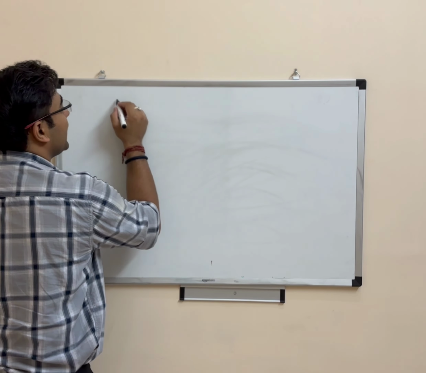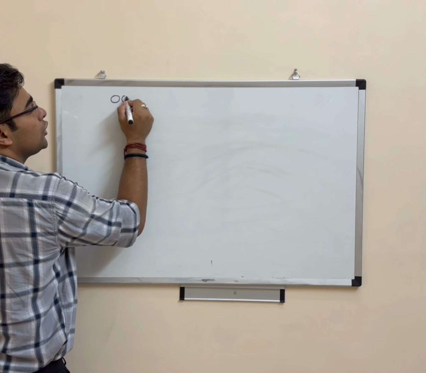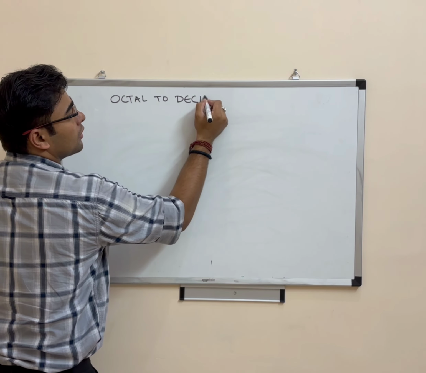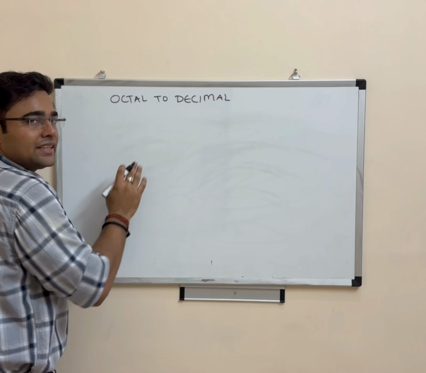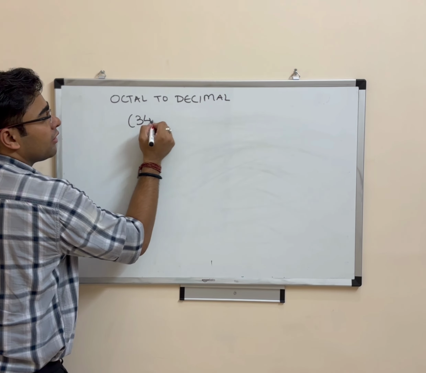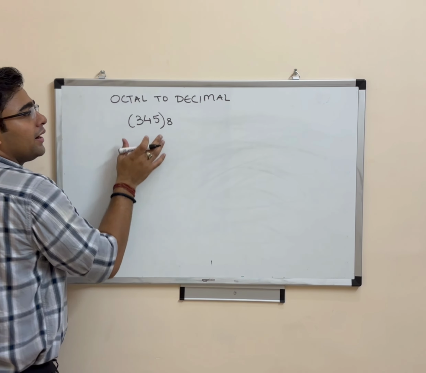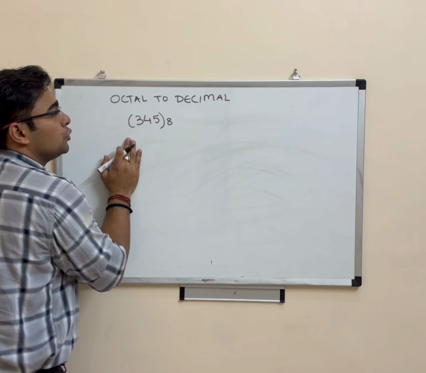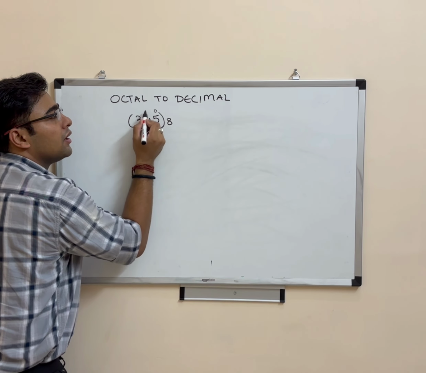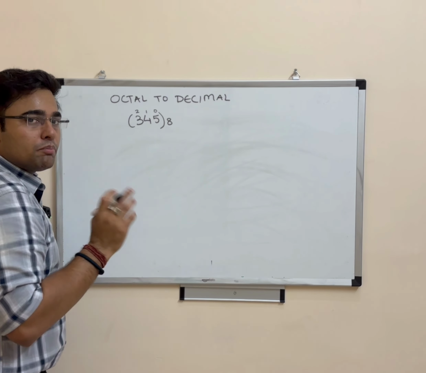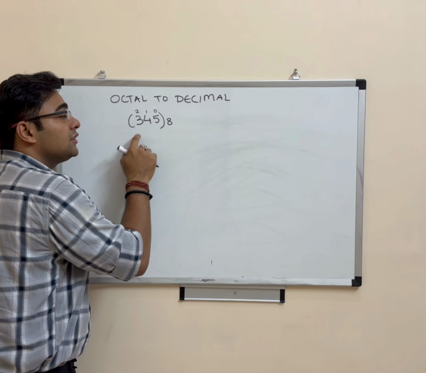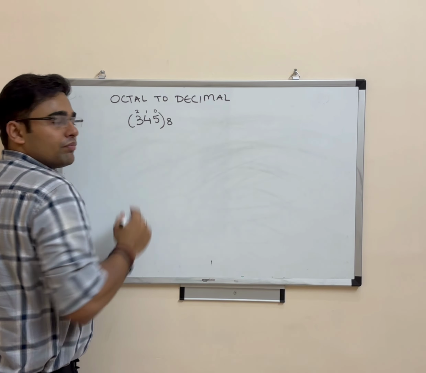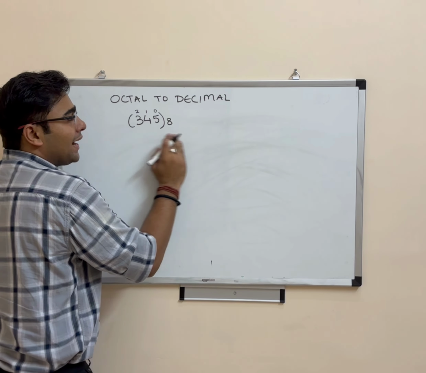Now we will understand how conversion from octal to decimal takes place. Let's say you have the number 345 in octal, and you want to convert this into decimal form. You will write a small 0, 1, 2 above the digits. The most important thing to understand here is that you write your series from the right: 0, 1, 2.